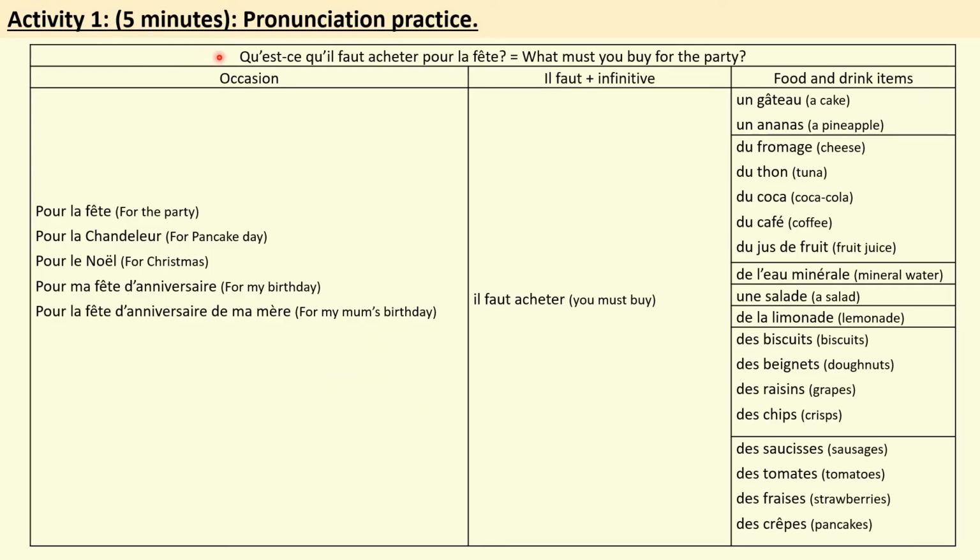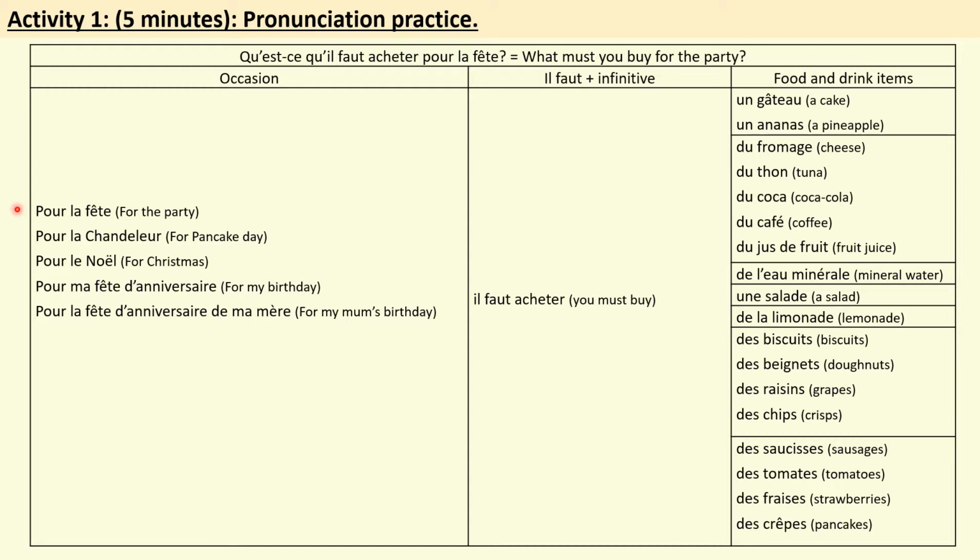As always, Year 8, we have a question that we're going to answer with our sentence builder grid, and that question today is Qu'est-ce qu'il faut acheter pour la fête? What must you buy for the party? So we have 3 different columns here. The first one is the occasion. So I've got just some general ones and some specific ones here. So these are all new vocabulary.